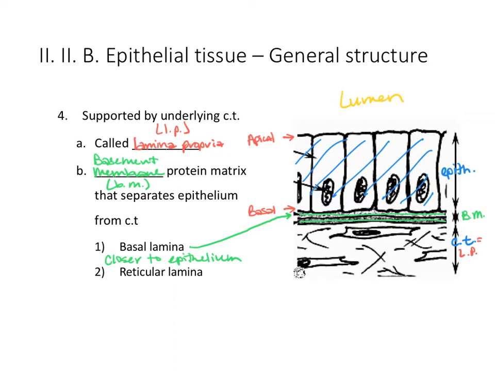The reticular lamina is going to be the deeper or bottom layer, and it is closer to the connective tissue. They are made out of slightly different materials. The basal lamina is made out of glycoproteins and collagen. The bottom layer is going to be made out of just collagen. I'm not super worried about us remembering that.